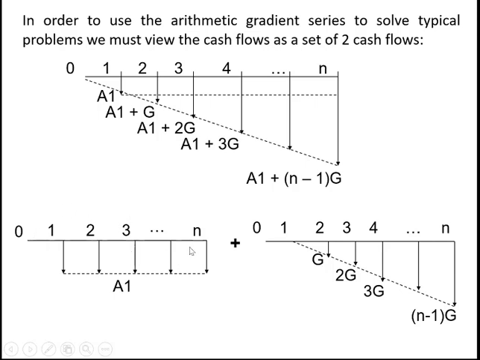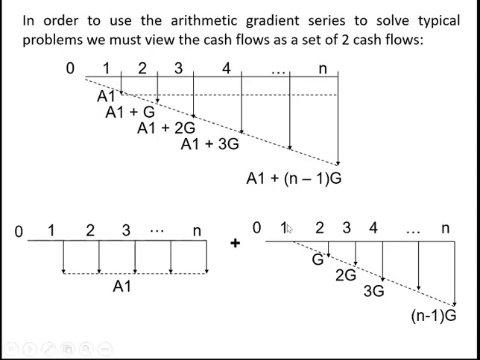We use the formula to calculate the present value: P equals A1, which is 5,000, times (1 plus 0.08) to the power 10 minus 1, divided by 0.08 times (1 plus 0.08) to the power 10. That is the first value.